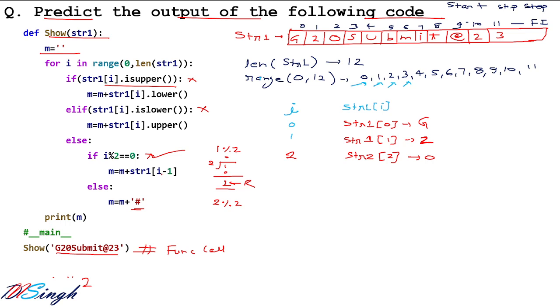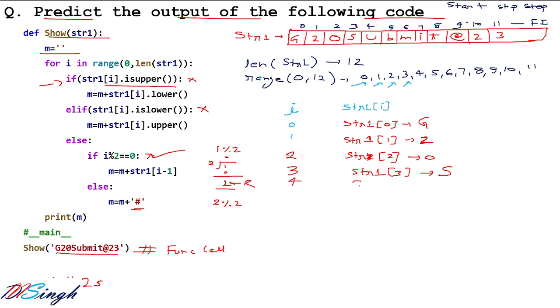What it says is: go to the previous index, fetch the value from there, and concatenate it in m, or add it in m at last. So next the I value will be 3. So str1 of 3, what will you have? Capital S. Capital S again matches in the if case here, and that will be converted into lowercase and added into the string. So S has become small s.